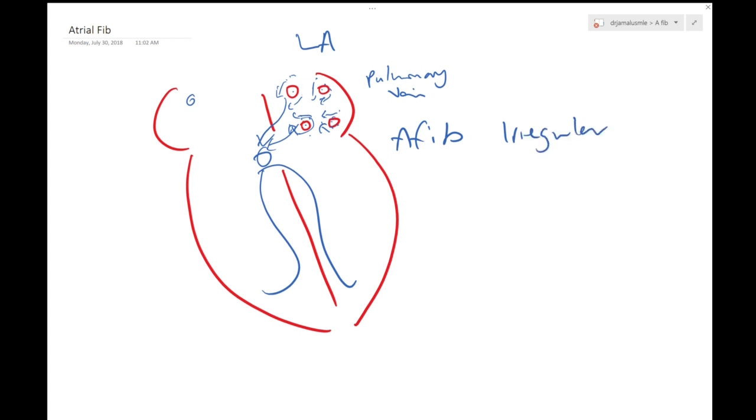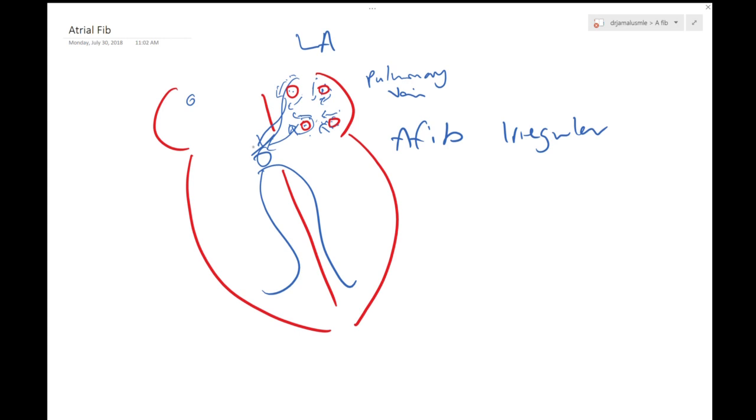Because you might have the wave starting here, or here, or here, or here. Any of those pulmonary veins might have them. And then one comes before the other. Whoever comes first will get conducted, and then you might have another one just right afterwards.